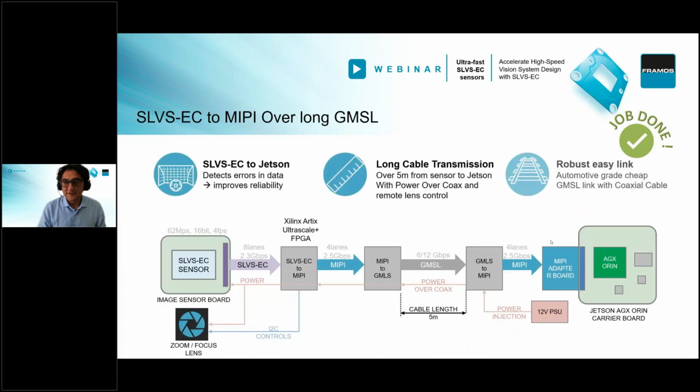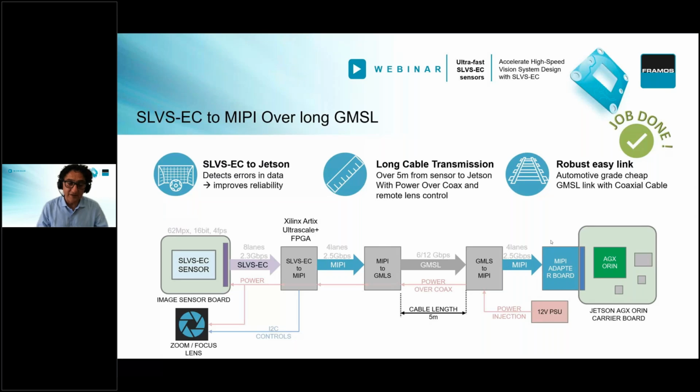This is another interesting case that we managed. This is an image sensor which is SLVS-EC native that should be connected to the Jetson ORIN. So this is really an embedded system, but the ORIN does not have SLVS-EC input. So how do we connect this sensor to the ORIN? And here, the requirement was to have a very long cable. We are talking about 5 meters.